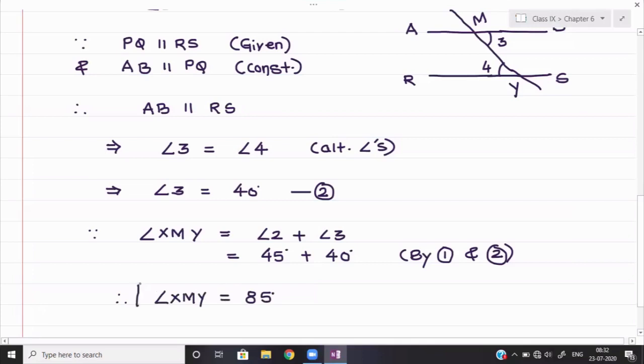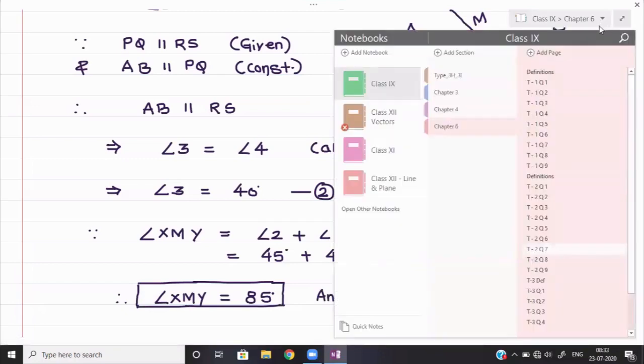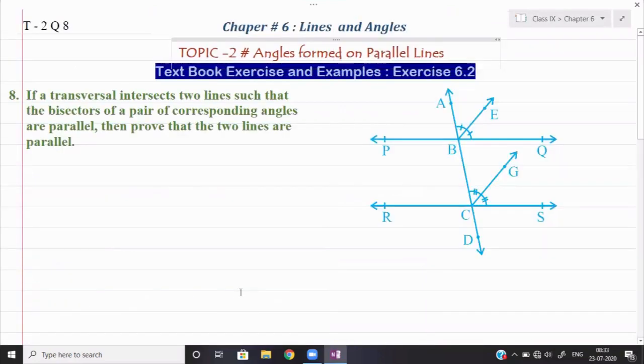Okay everybody, now we can see question number 8. This is your solved example number 2 before the given exercise 6.2. Okay, so let us see the next question now. Solved example number 2 means in our book it is question number 8. This question is theoretical. In this question, no numerical values are given to us, and with the help of concepts and facts only, we have to find out the required things.